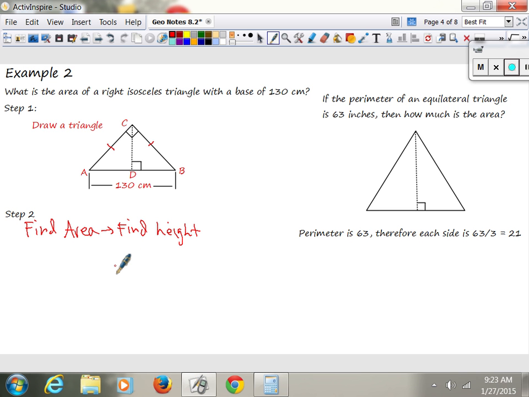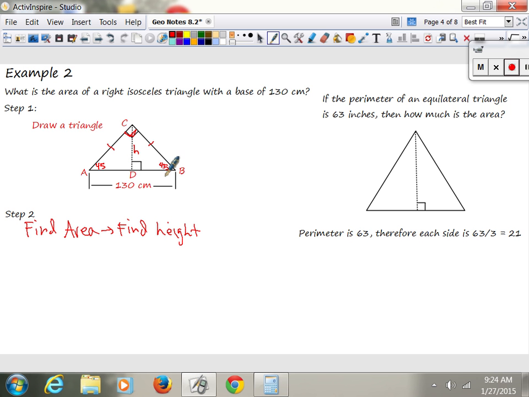That height would be this amount. I'll put it as an H right there. How do I find that height? That's a good question. Do I know anything? Well, I know that this is a 45, 90, because I got the 90 up here, right? And I got the 2 equal sides, so the 2 equal angles. So what does that tell me about this little triangle inside here?